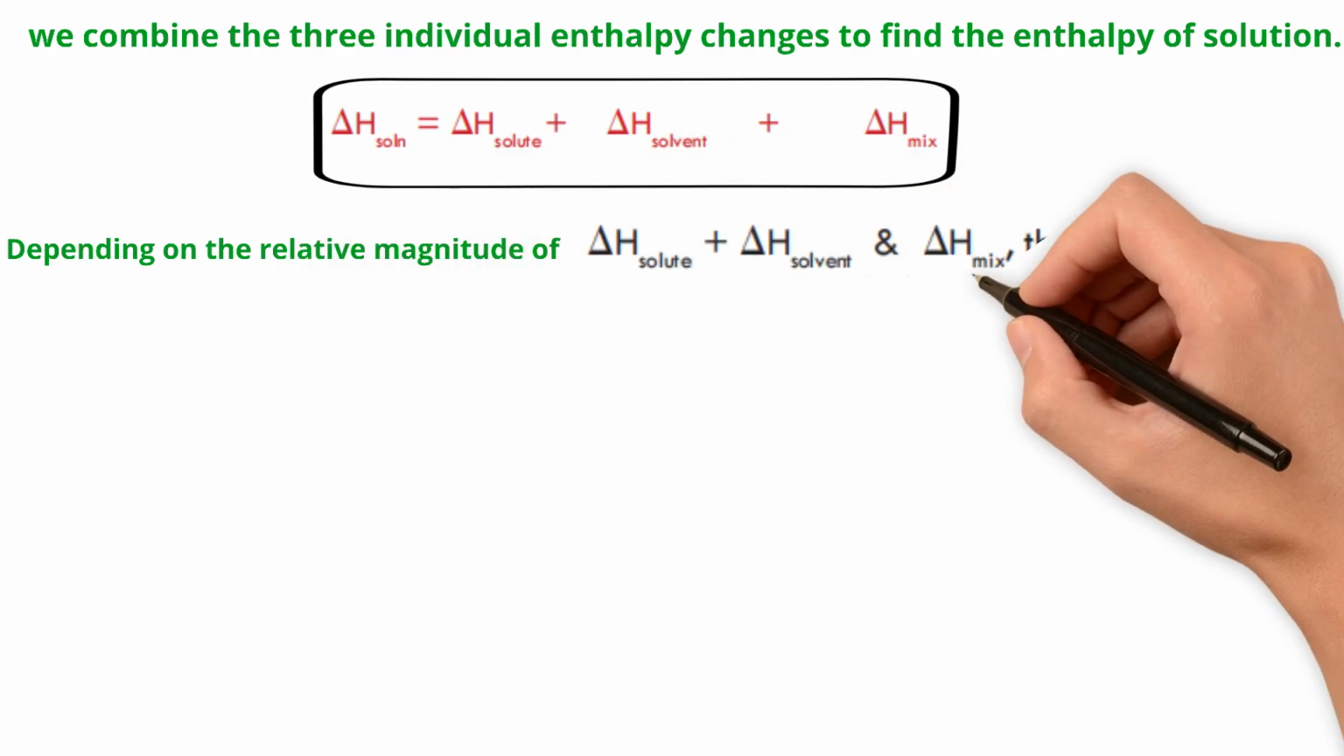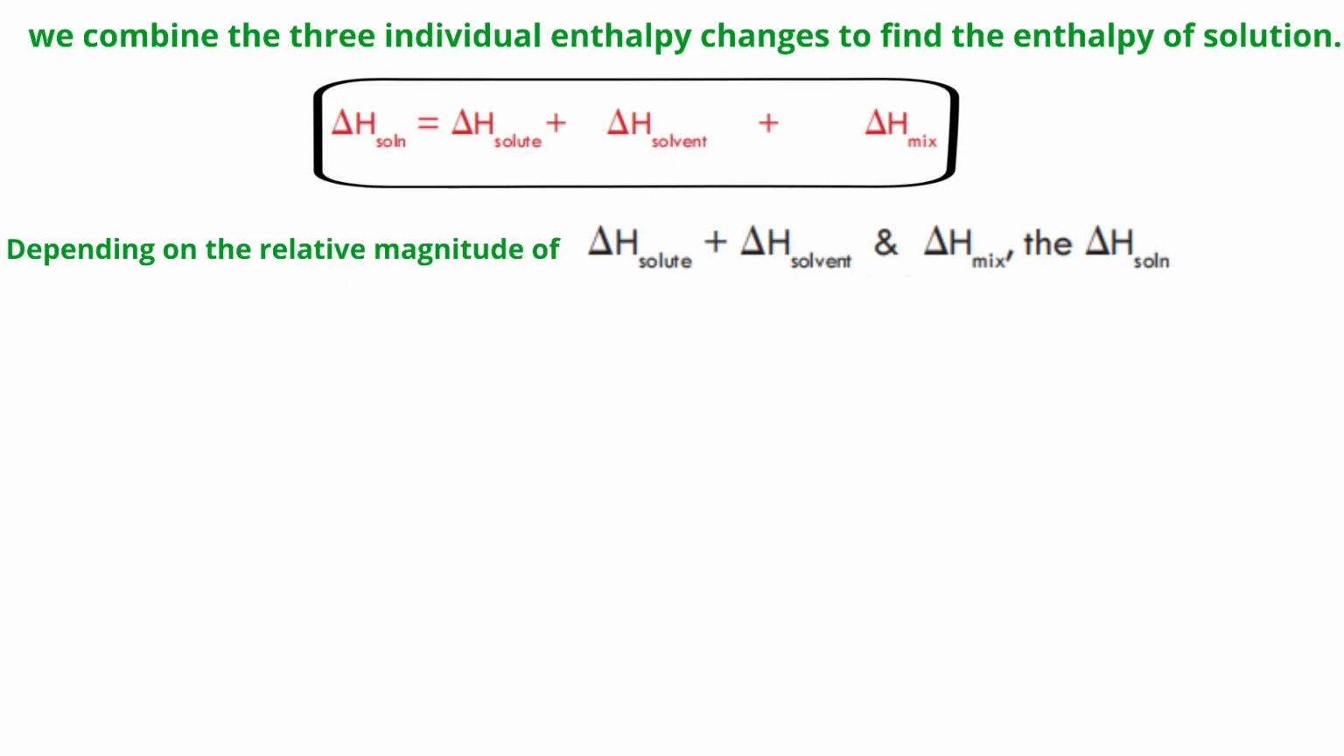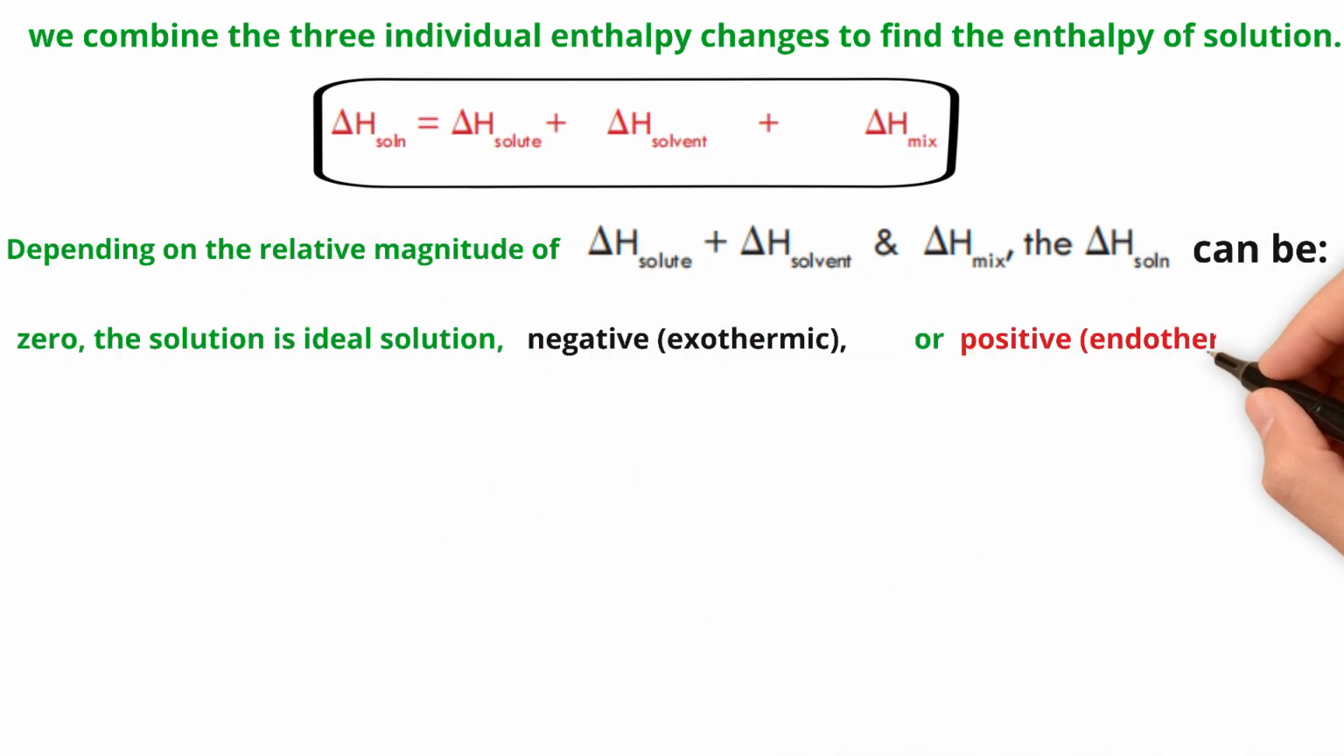Enthalpy of a solution can be zero. If it is zero, the solution, we call it an ideal solution. Enthalpy of the solution may be less than zero, negative, exothermic, and it may be greater than zero, positive, endothermic process.